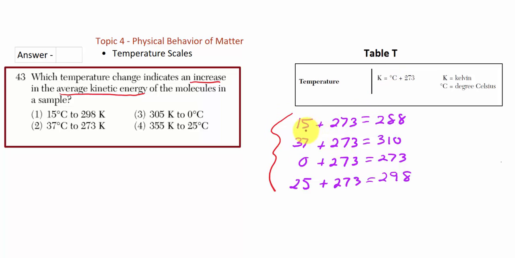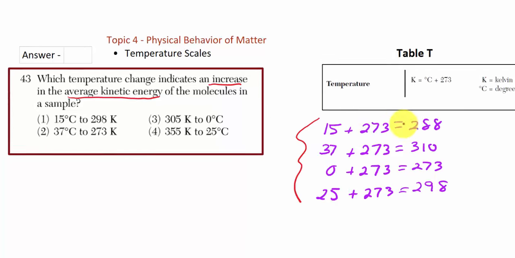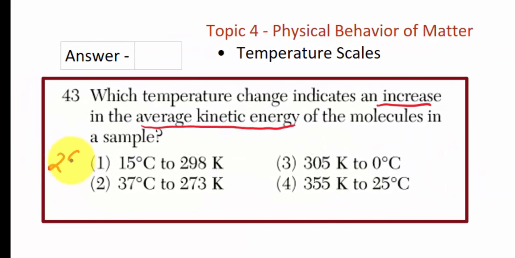In response number 1, 15 degrees Celsius converted to Kelvin would result in 288. Now you can see 288 changing to 298 is an increase in temperature. There's no need to go any further. If you do, you'll find that all the other temperature changes are a decrease.